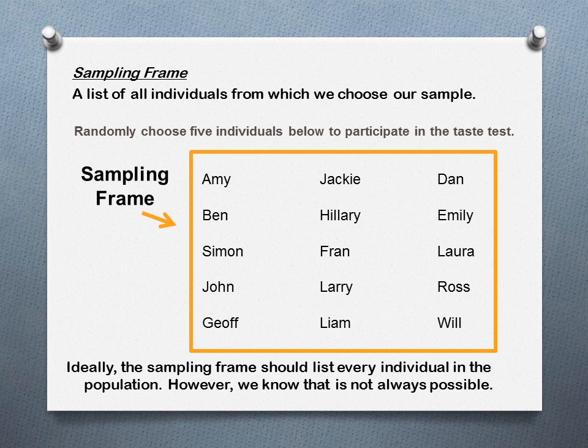Before we discuss the next type of error, we want to look at sampling frame one more time. Remember, a sampling frame is a list of all the individuals from which we choose our sample. So assume below is the sampling frame of students in the class. We randomly choose 5 individuals below to participate in the taste test. Ideally, the sampling frame should list every individual in the population. However, we know that's not always possible.